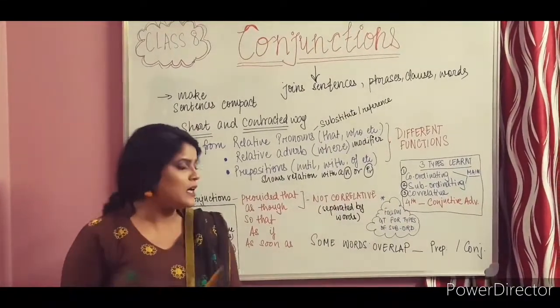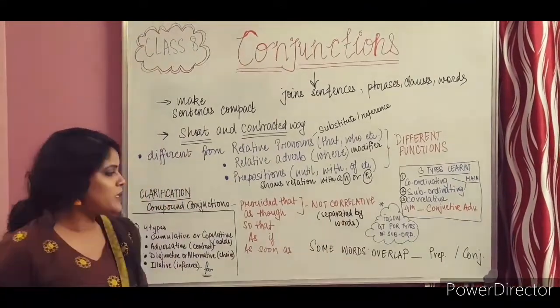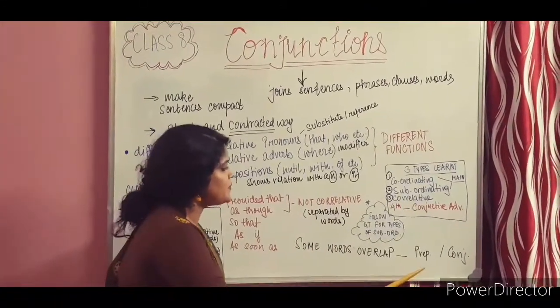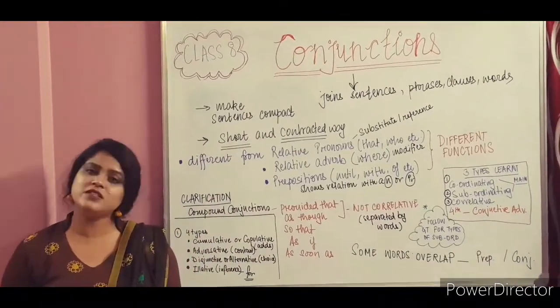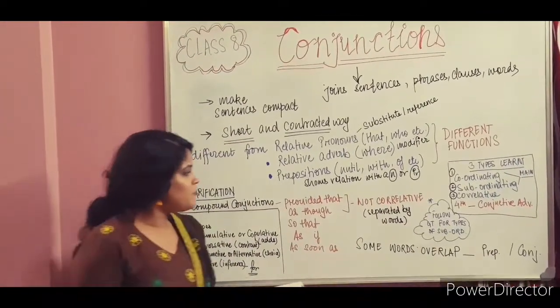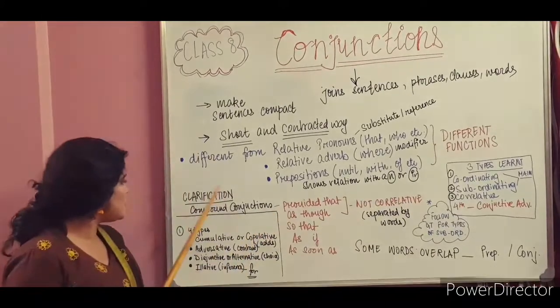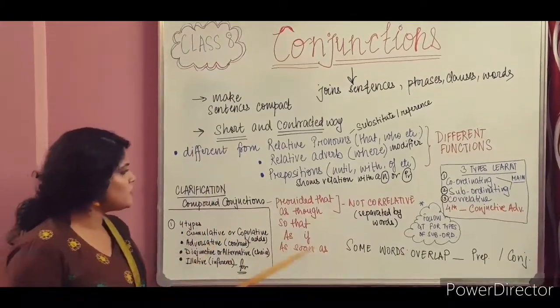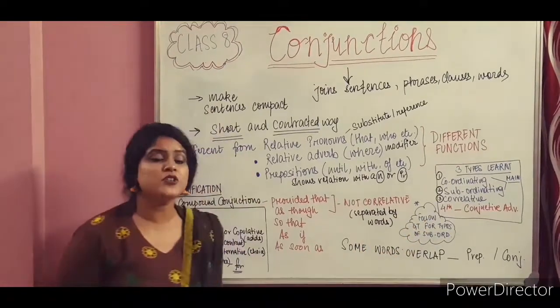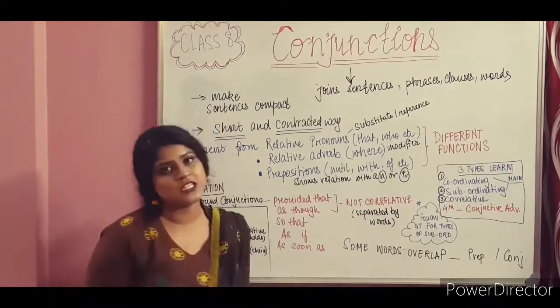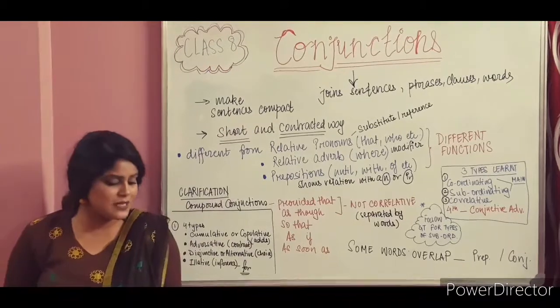So that is what I mean, that these words may overlap, that it can be used as a preposition or a conjunction, but we have to understand the difference. We've already done the coordinating conjunction. For subordinating, let us follow grammar tree for the types of subordinating conjunction. I'll just mention them to you.